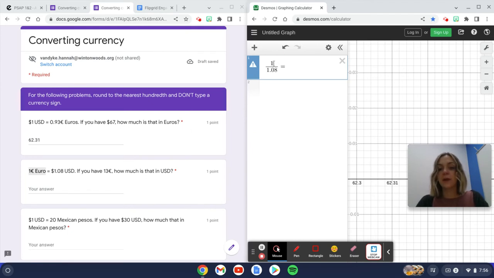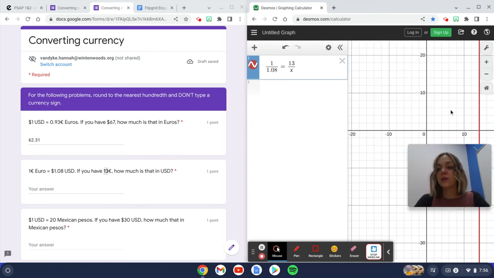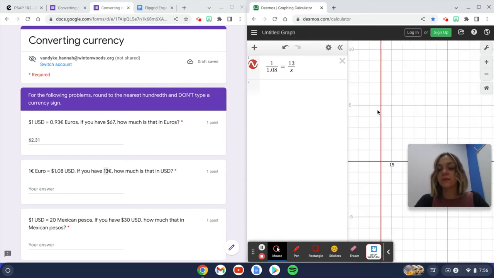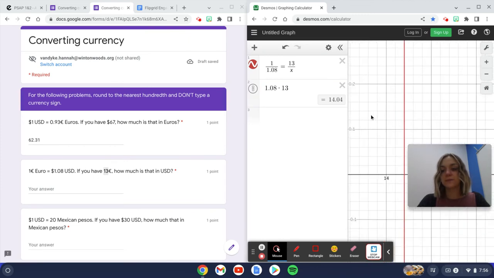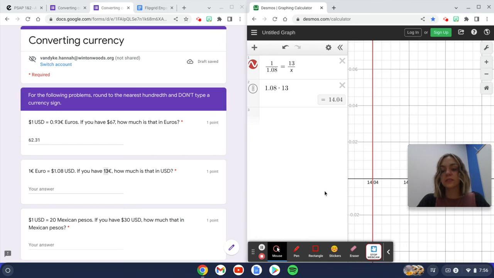So now up top is my euros. On the bottom are my US dollars, so 1.08. And they're giving me 13 euros. So I'm going to go ahead and put 13 up top with the 1, because that's where my euros are, over X. Now again, what you can do is find the line, zoom in, and find the value. Or you can multiply 1.08 times 13 to get your answer, 14.04. And then if I zoom in on this guy, it is also 14.04.